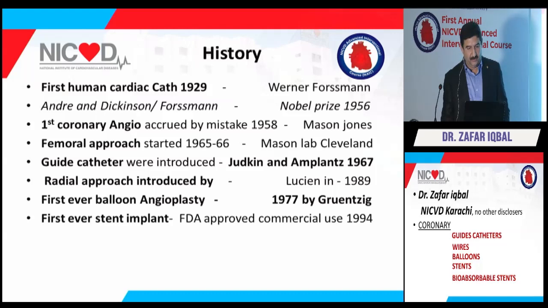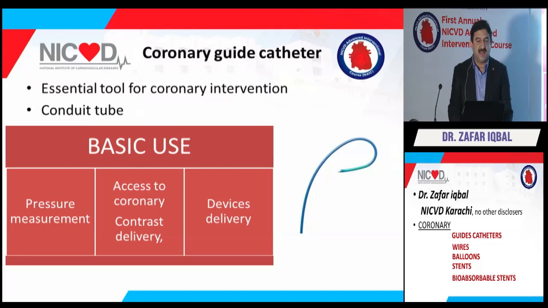Starting from the guide catheter, this is the essential tool for coronary intervention, a tube which is a connection between the outside and the inside of the patient. Basically, it engages the different ostia of the coronaries or grafts, and it helps with patient pressure measurement, access to the coronaries and contrast delivery for defining the coronary arteries. And obviously, the major and important one is device delivery, which is done through these catheters.